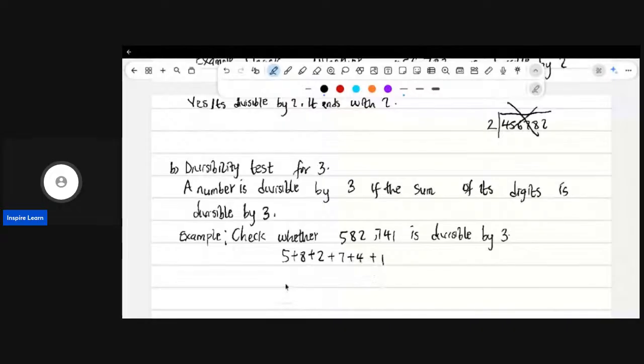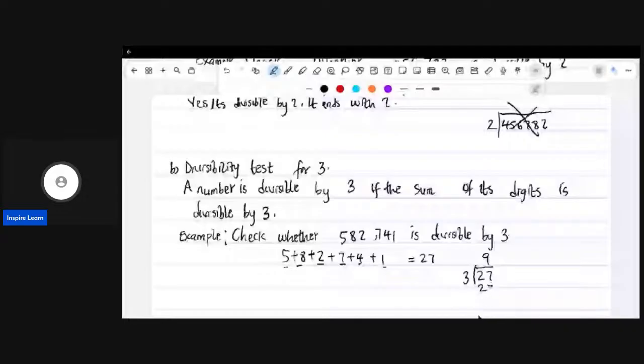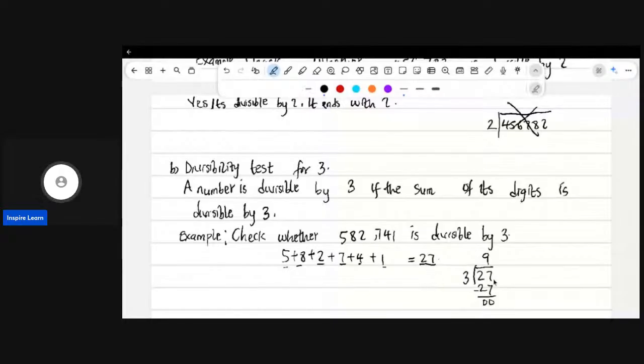So 5 plus 8 is 13. 13 plus 2 is 15. 15 plus 7 is 22. 22 plus 4 is 26. 26 plus 1 is 27. So we take our 27 and divide it by 3, and that gives us 9, and the remainder is 0. Anytime you divide the sum of the digits and there is no remainder, you get a whole number. This means that 27 is a multiple of 3. So we have gotten 9.